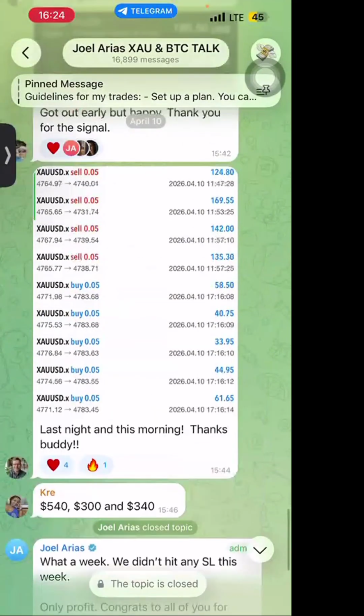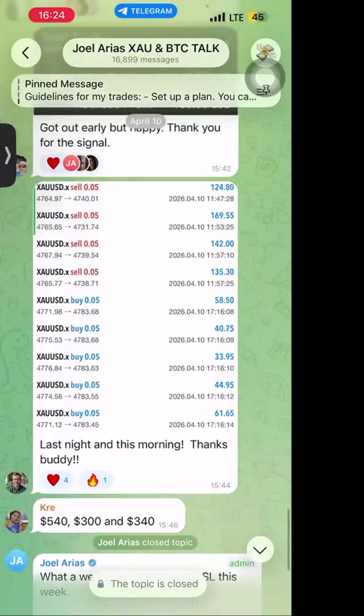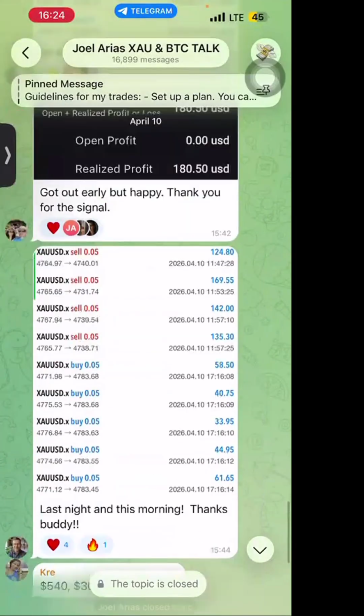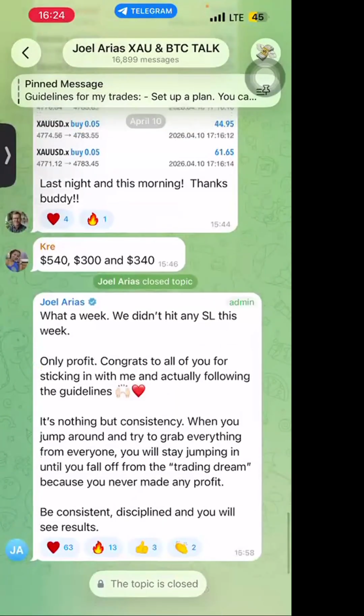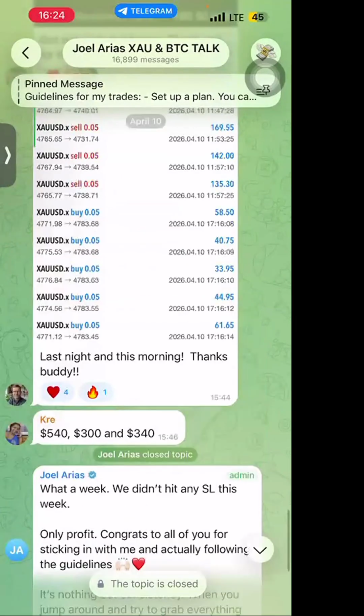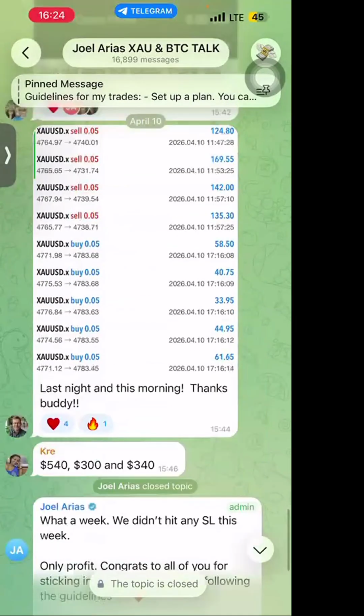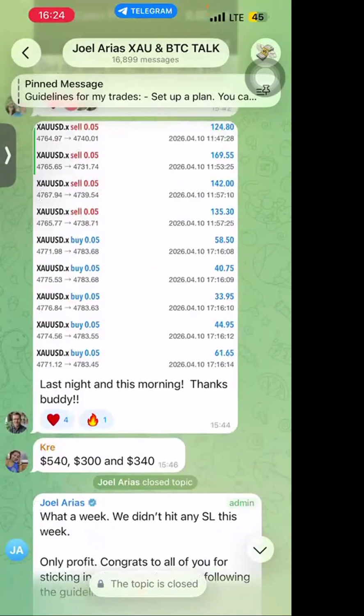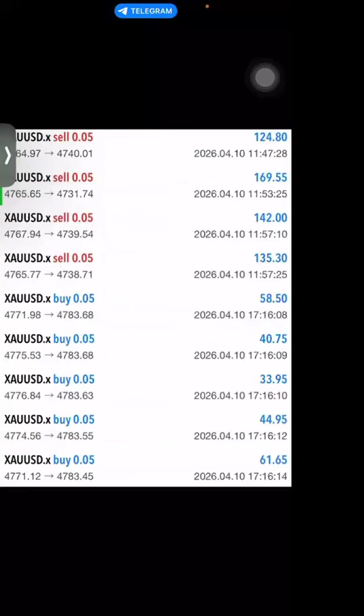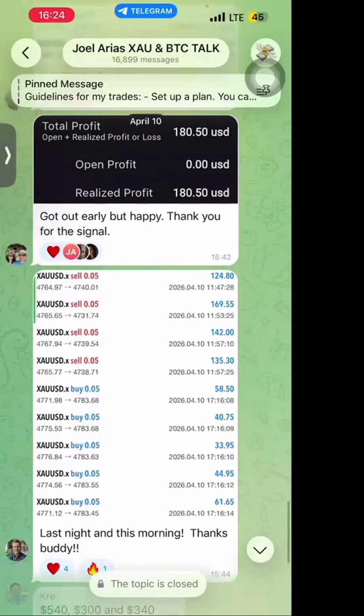This was April 10th. You can see this particular educator said, what a week. We didn't hit any SL this week, only profit. Congratulations to all those sticking with me and actually following the guidelines. So he asked people how much they made this week. You can see somebody said last night and this morning, the person made all this profit. This was April 10th.